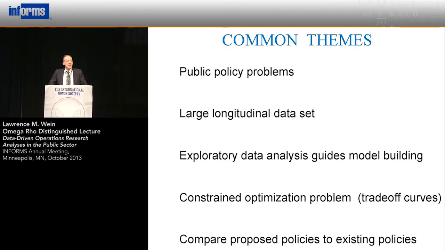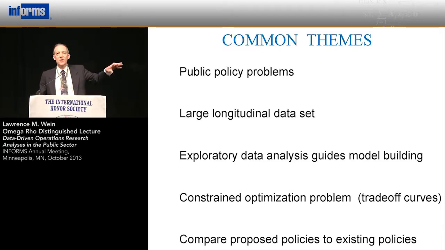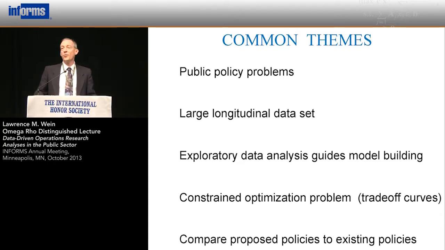For each of the problems, there's an existing policy that's being used, and so we come up with our proposed policies and compare them, and I'll usually show you trade-off curves. For the health-related problems, it'll be health versus cost. For the other biometric problems, it'll usually be detection probability against false positive probability.